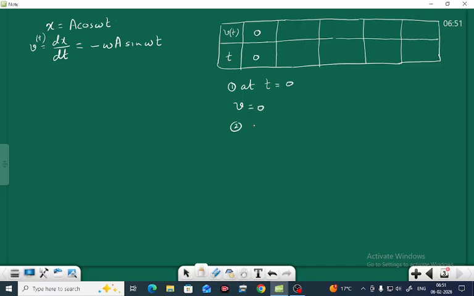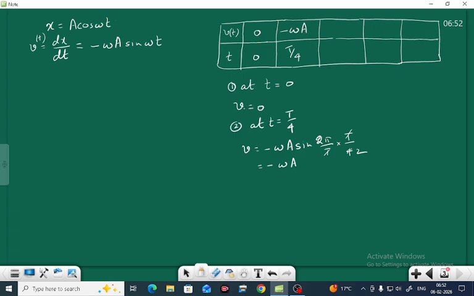Number 2. We are getting at time T by 4. What is the value? Then velocity will be minus omega A sine, the value of omega is 2 pi by T into T by 4. This gives pi by 2, sine 90. Sine 90 is 1. So the value is minus omega A, right? So at T by 4 the value is minus omega A, right?